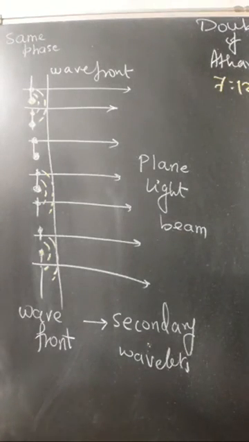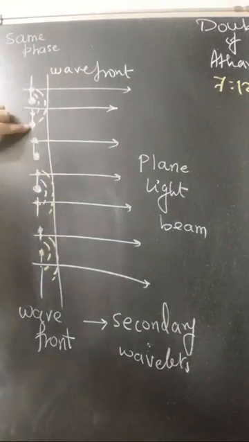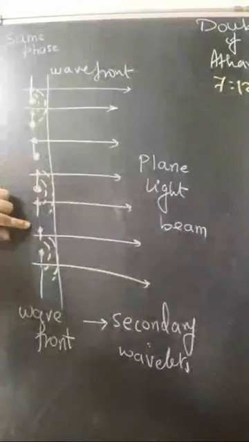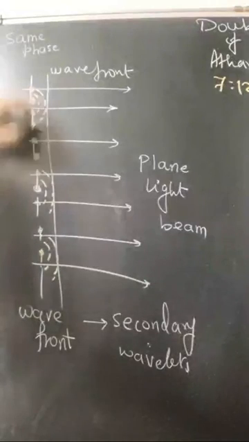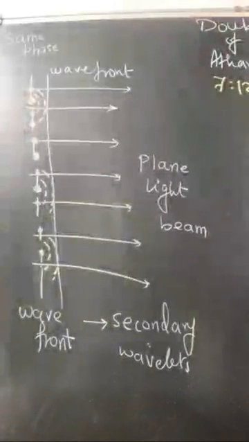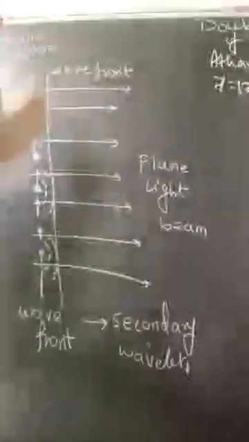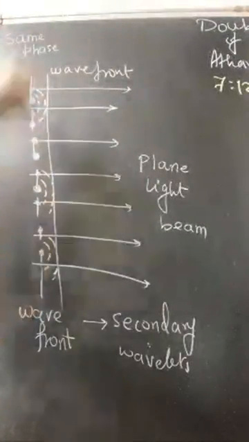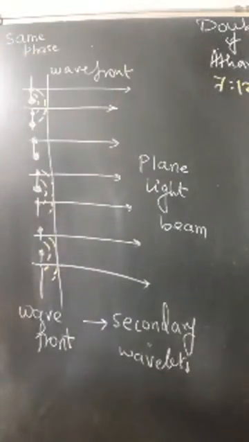Okay, Nisha is asking a question. Are spherical wavelets similar to wavefronts? Then how to distinguish between them? Nisha, generally a wavelet is a particle, a point source. And this spherical one is a wavefront. And the tangent gives us the next position of the previous wavefront.